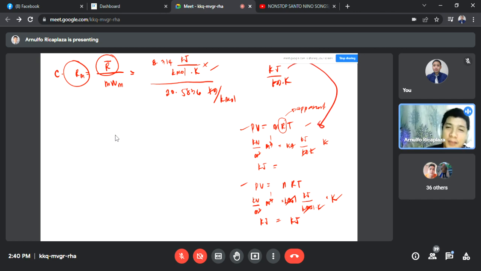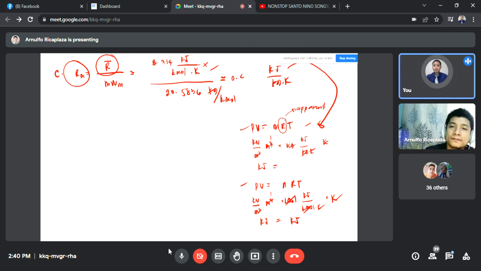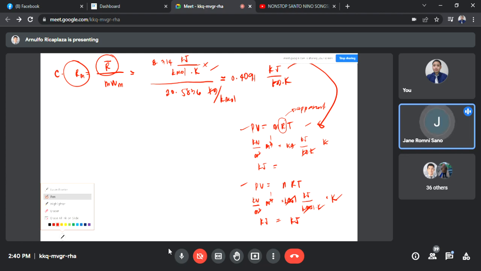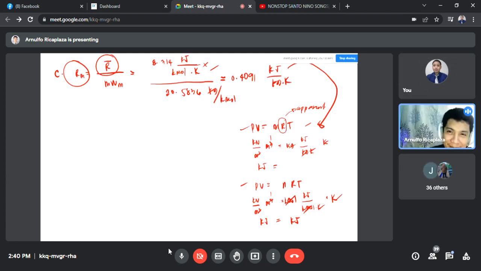Okay, what is the answer here? To five decimals? 0.4391, sir. Okay, so R is 0.40391, sorry guys, the teacher got confused. So that is 0.40391.